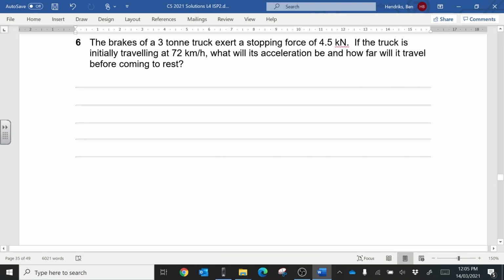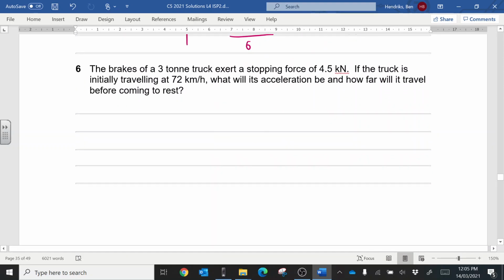In this example, question 6, the brakes of a 3-ton truck exert a stopping force of 4.5 kilonewtons. If the truck is initially travelling at 72 kilometers per hour, what will its acceleration be, and how far will it travel? Let's just draw a little diagram of our truck.